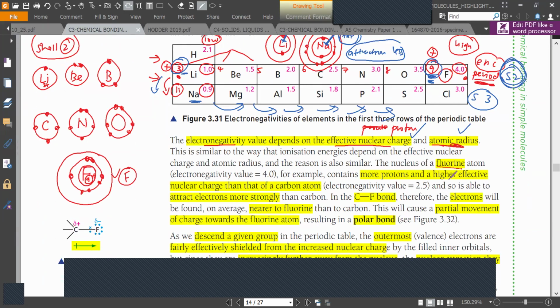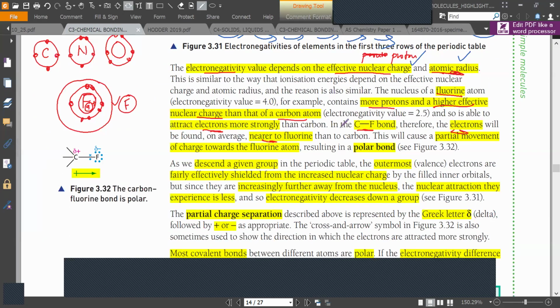So fluorine, because it has more protons, has a higher effective nuclear charge, for example compared to carbon or lithium. So if we have a C-F bond, the electrons will be attracted more strongly to the fluorine, so the electrons will be nearer to fluorine. That will give us a polar bond. This is a new thing for A levels; we didn't learn it in IGCSE. So it looks like this, the polar bond.